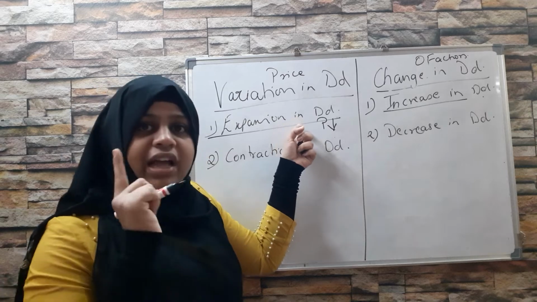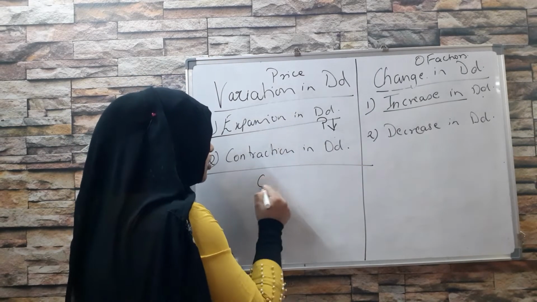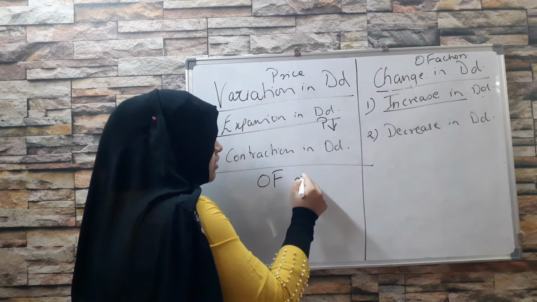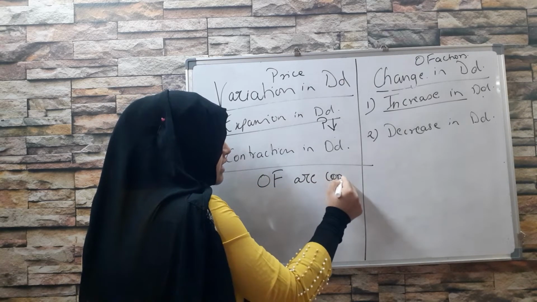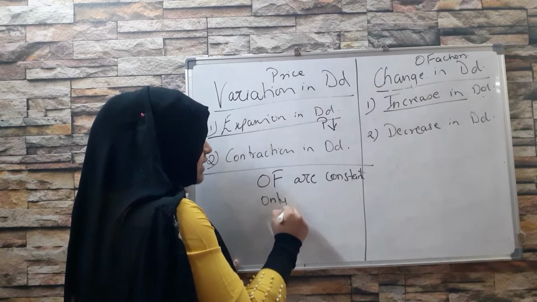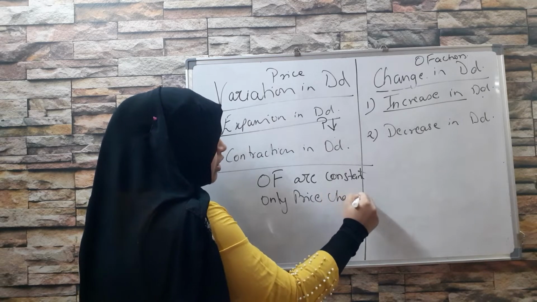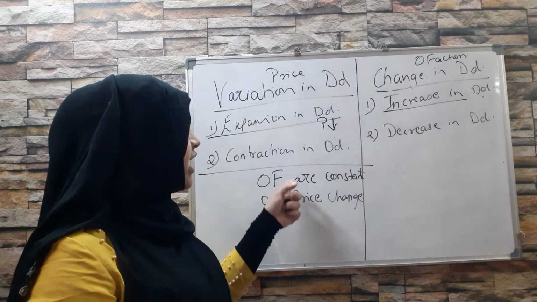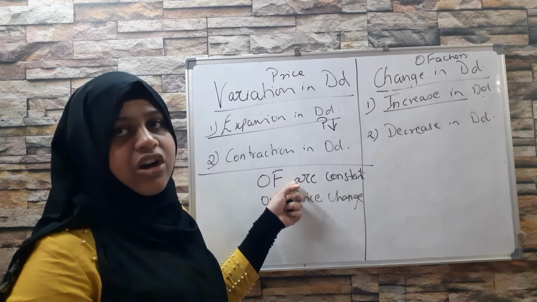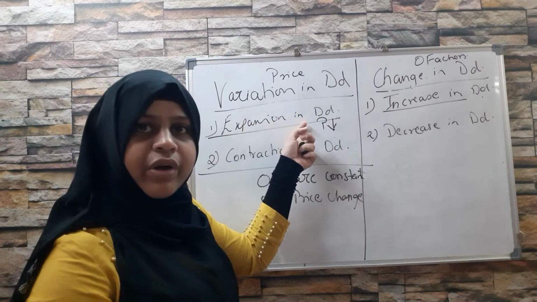So here the other factors are going to remain constant. There will not be any change. Other factors are constant. What is changing? Only the price is changing and the other factors are constant. When the price is falling, the demand is going to expand.